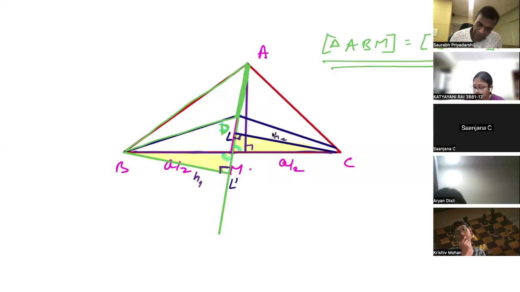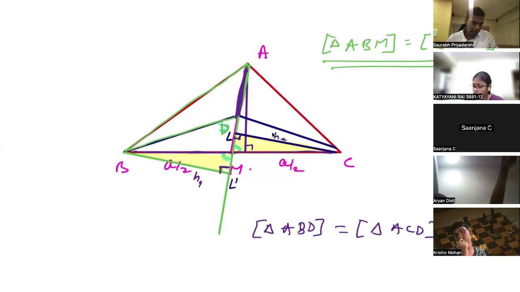So with the same height, I can say the base is the same in both cases, AD, and the height will be the same. So area of ABD is equal to area of ACD. Is this okay?